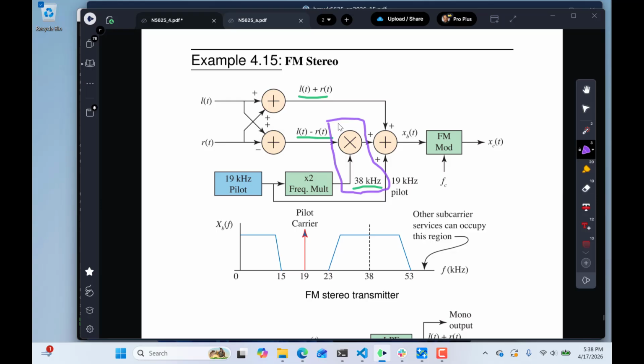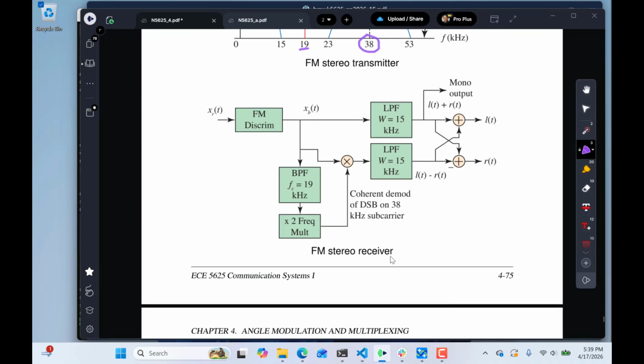So what they do in FM is they send the 19 kilohertz pilot as a reference that can be filtered in the composite signal to either lock a phase lock loop to it or simply make a nice narrow bandpass filter that can then form a sinusoid that can be frequency doubled and demodulate the information that's on the 38 kilohertz over here. So that's what this block diagram here is showing you.